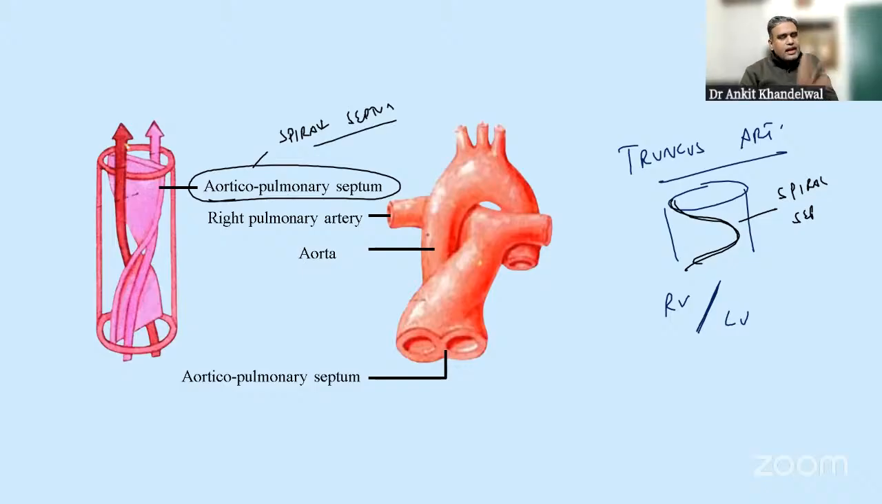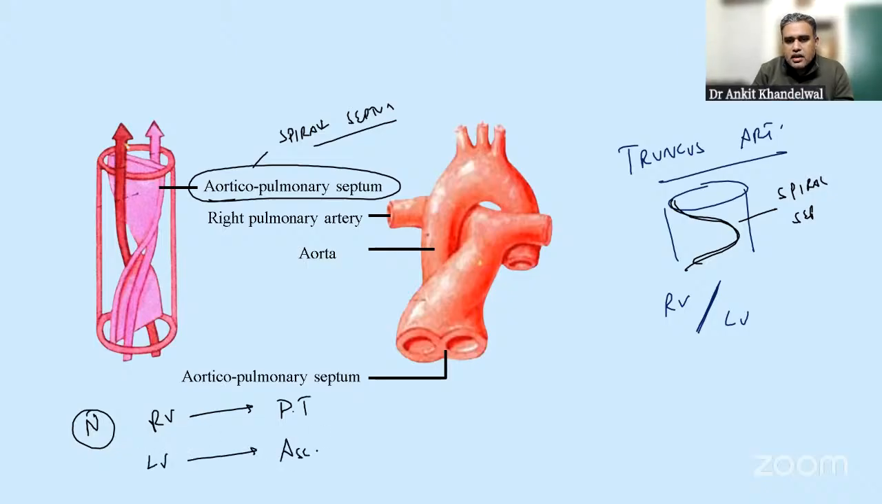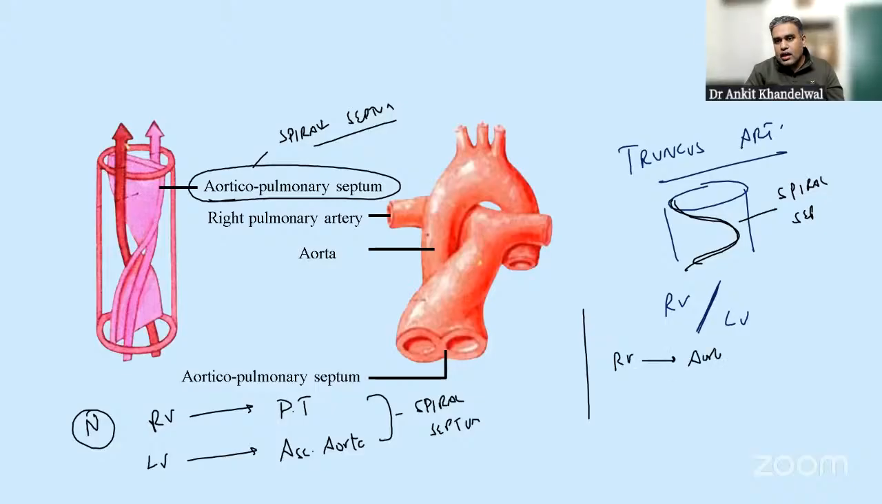If it does not rotate like this, then what happens? First of all, under normal conditions, the RV outflow is the pulmonary trunk, and the LV outflow is the ascending aorta. You can say aorta. That is normal. This is all accomplished once there is a spiral septum. Now, if the septum is not a spiral, if it is coming straight down, then what happens? RV opens into the aorta and LV opens into the pulmonary trunk. This is the congenital heart defect known as transposition of great arteries.